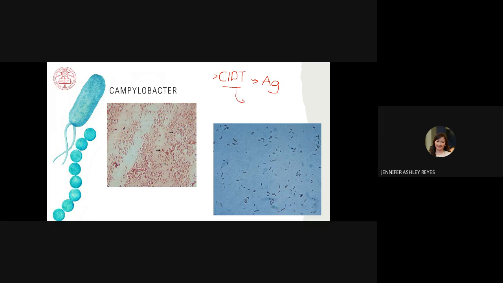However, is it very useful? Kasi kung very useful, bakit hindi natin masyado naririnig? Mababa kasi ang specificity and positive predictive value of this antigen test. So, we cannot use this as a standalone method of diagnosing Campylobacter species. So what is another method of trying to detect your Campylobacter species?